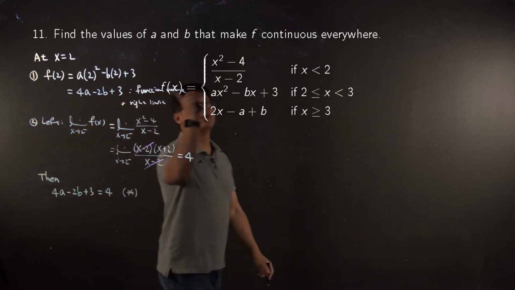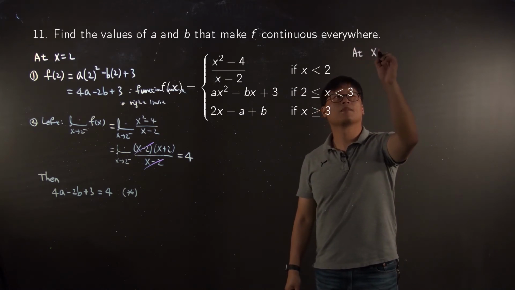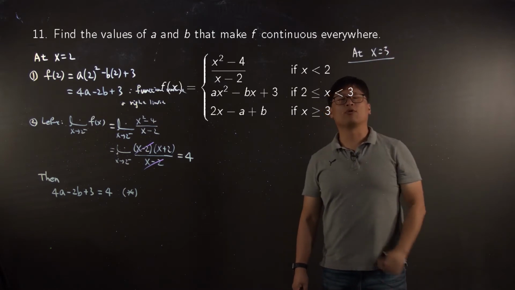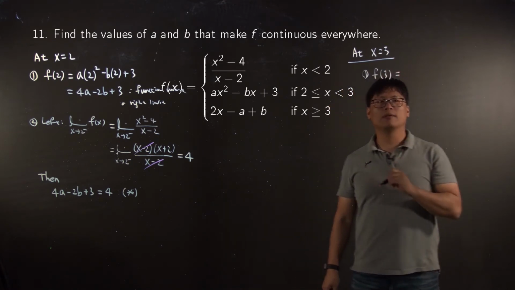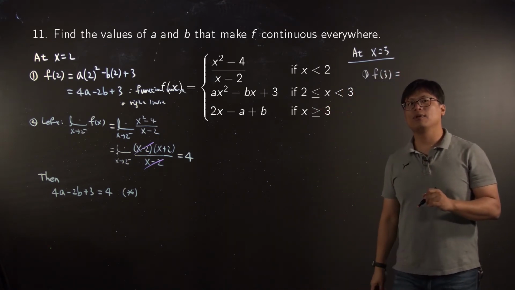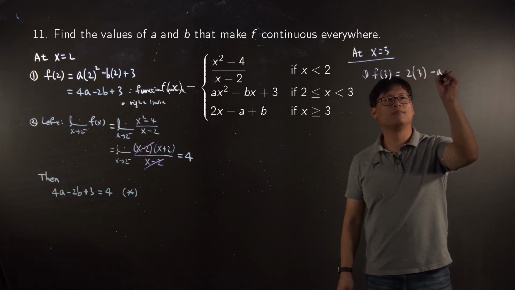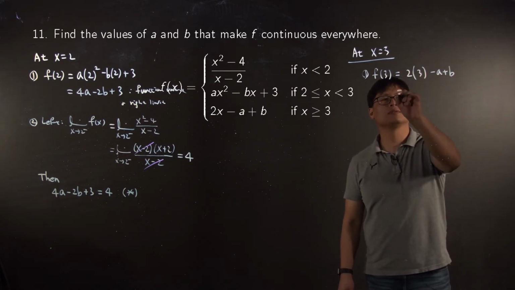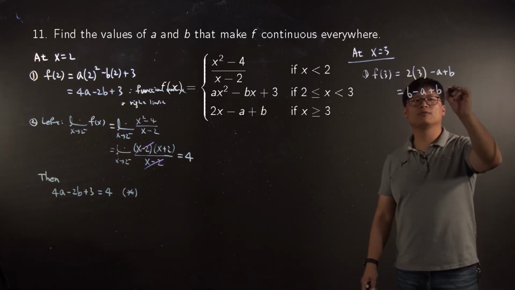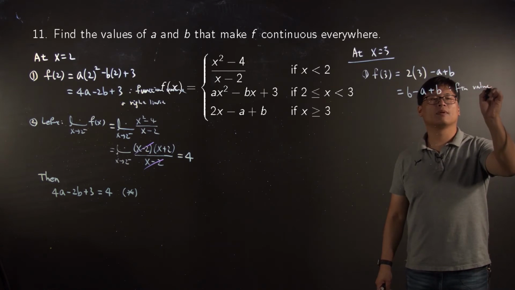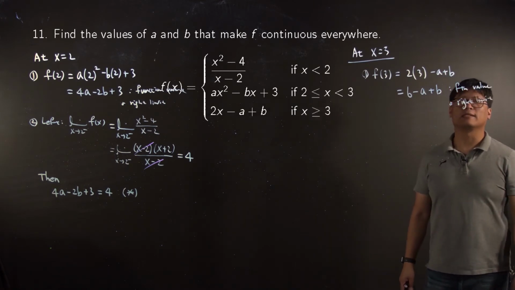So now let's move to x equal to 3. Here we go. We will do the same thing. First you have to check the function value, f of 3. Do you have it? Yes, definitely. We can use the third one, plugging 3 into the third equation because that has the equal sign, which gives 6 minus a plus b. Again, this is the function value and also the right-hand side limit.